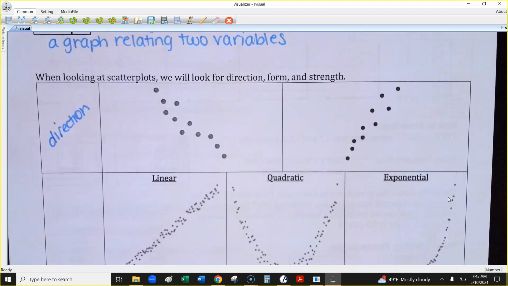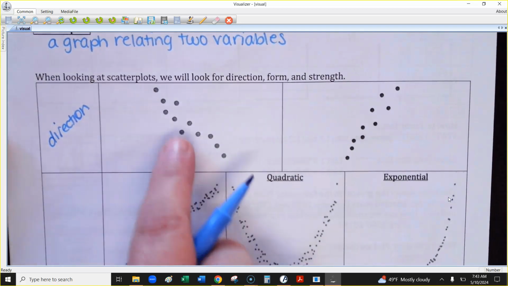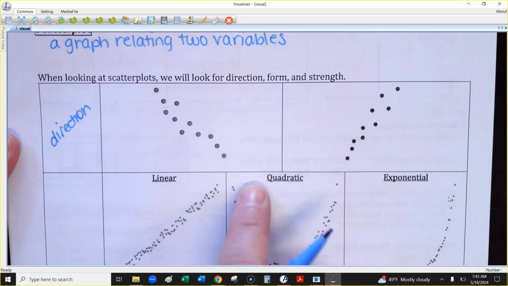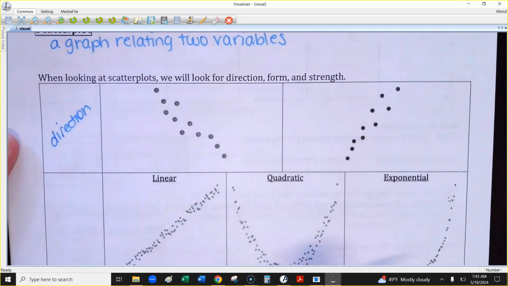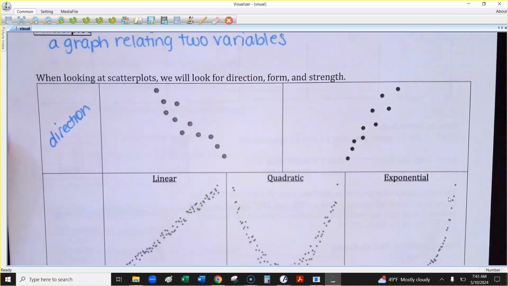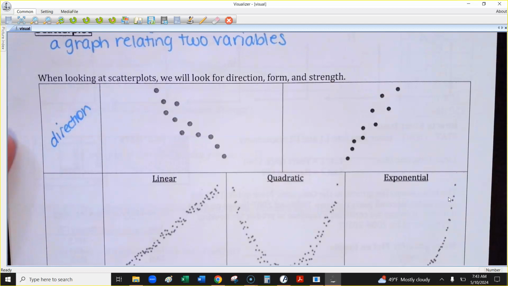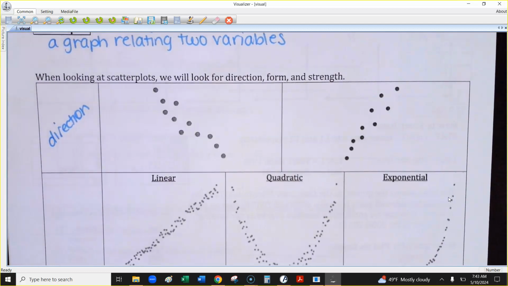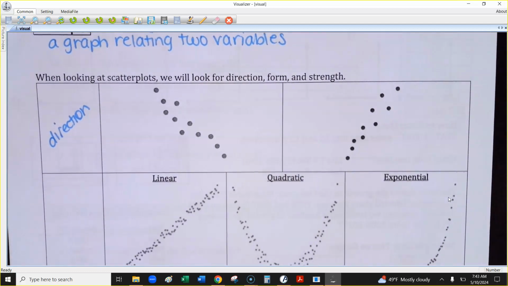So what kind of shape, like this first little scatter plot, would you tell me that was a line, a parabola, exponential? What shape graph would estimate that data the best? Does it look like a U? Does it look like a line? Or does it look like exponential growth or decay? What do you think?